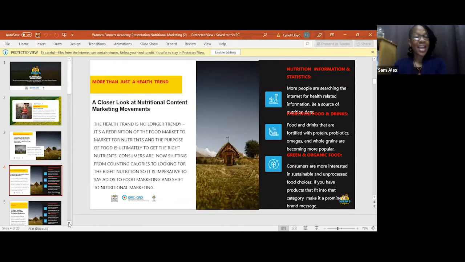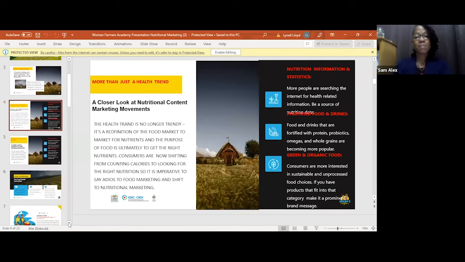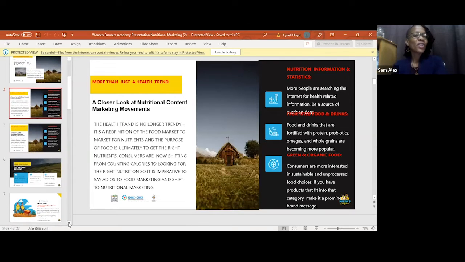So let's take a closer look at nutritional content marketing movements. You've heard the word about trends, and a trend seems to be something that just comes and it goes. There are fashion trends. There was a time when skinny jeans, and now I notice persons are going back into the 60s with the bell bottoms. Sometimes there's a mohawk trend, and then there was an Atkins diet trend and a keto trend, and lots of trends that come and go. But right now, the health movement is more than just a trend. It is a movement. It is a new lifestyle that persons are embracing.